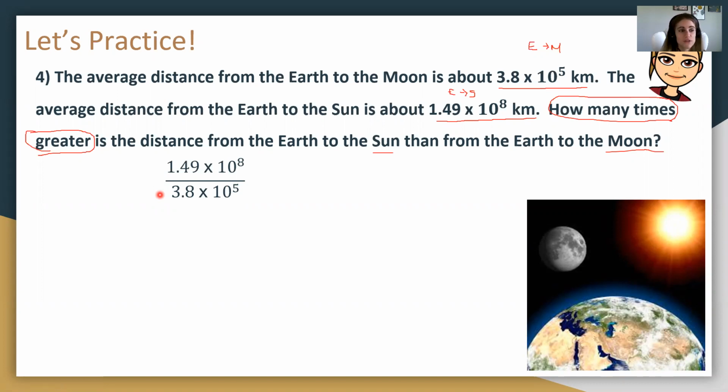All right, if you stuck with me there and have not solved it on your own first, now that we've talked about how to set it up, go ahead and pause and try this on your own.